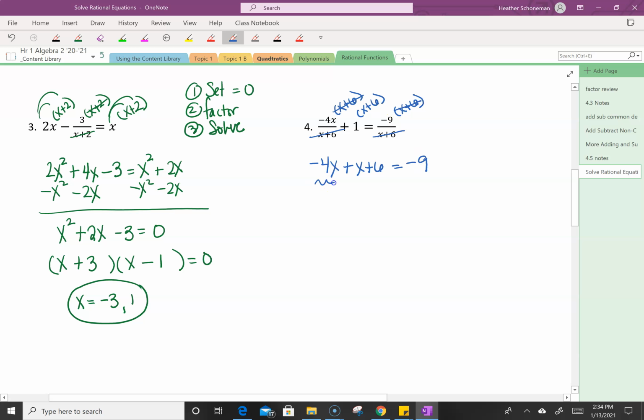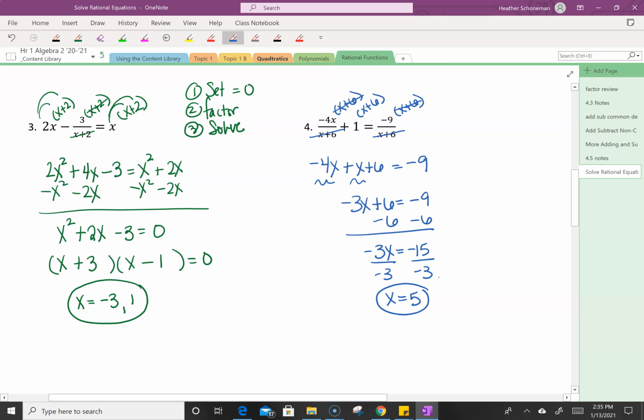First step, combine like terms. Negative 4x and x is negative 3x plus 6 equals negative 9. Now I look at this equation. Is this linear or quadratic? Well, there's no x squared, which means it's linear. We've got that invisible 1. So I'm going to subtract 6 from both sides. So I get negative 3x equals negative 15. Divide by negative 3, so x equals 5.